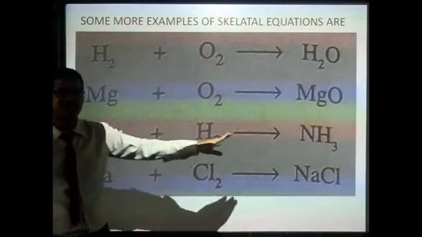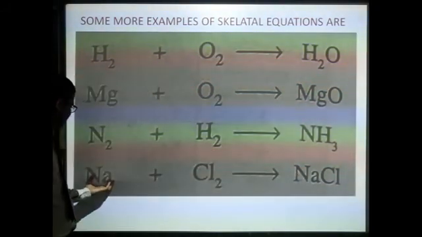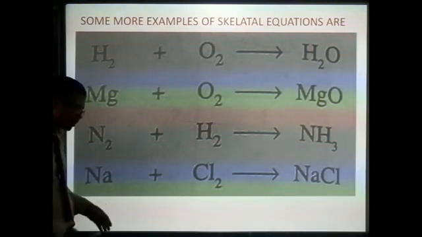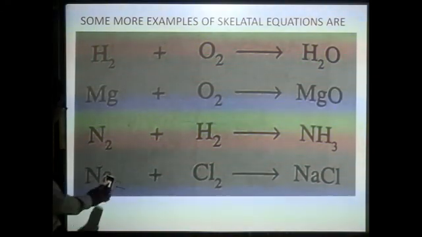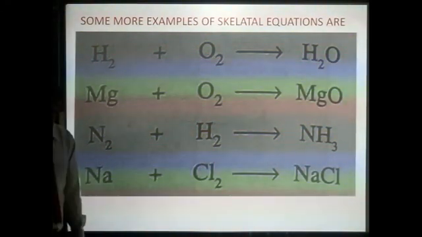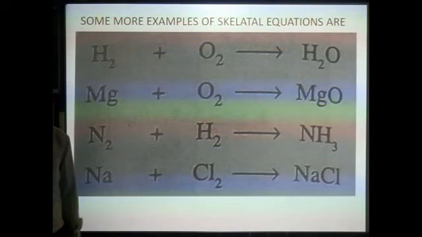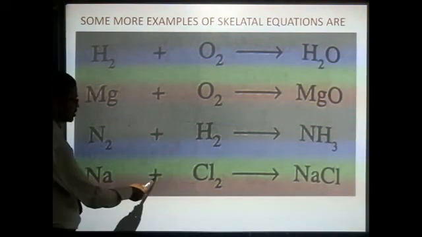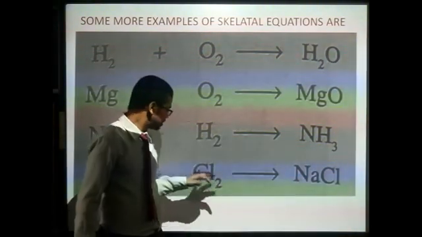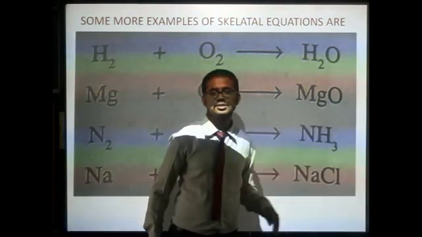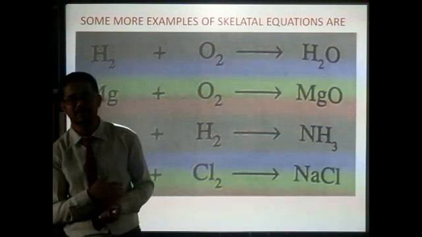Then Na plus Cl2 gives NaCl. This is also skeletal because Na 1, Na 1. Why is Na only 1, not 2? Why can we not write Na2? Because sodium is a metal and all metals are monoatomic elements, that means their molecule contains only one atom. So Na plus Cl2 gives NaCl. Na 1, Na 1, Cl 2, Cl 1. This is not balanced because the number of chlorine atoms on the left hand side is not equal to the number on the right hand side.